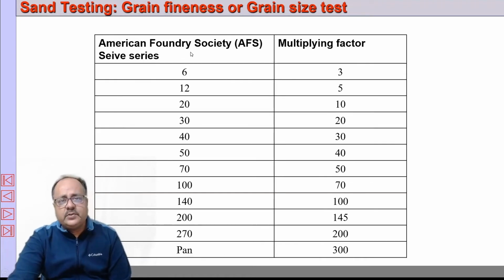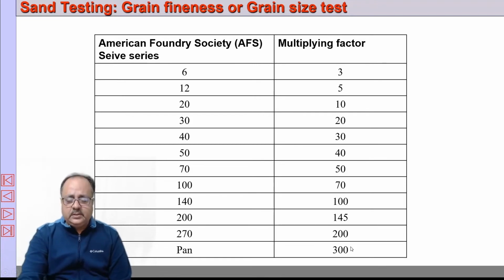So the American Foundry Society has the multiplying factors like this. We have from 6 to 270, and the final pan, which does not have any kind of sieve. So the finest grains will be collected here, with a multiplying factor of 300.